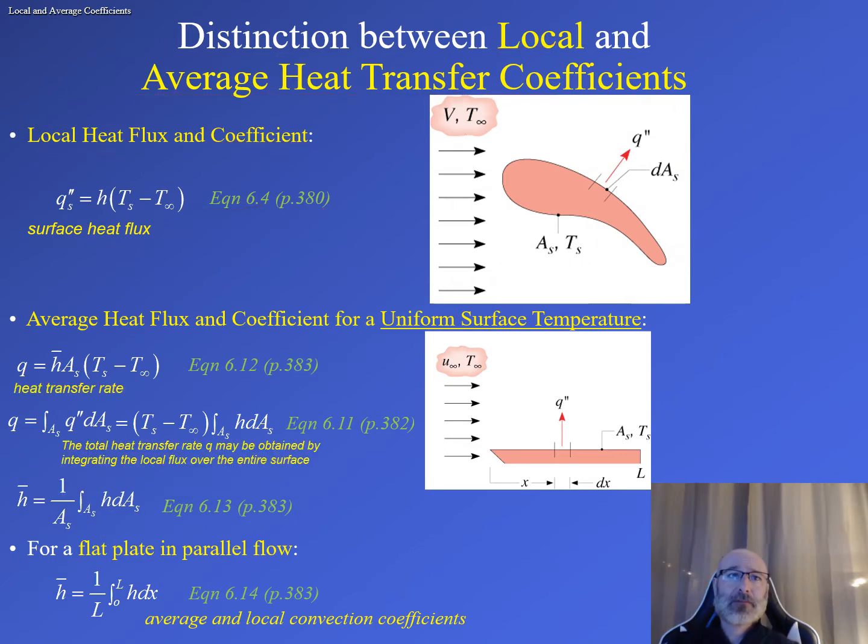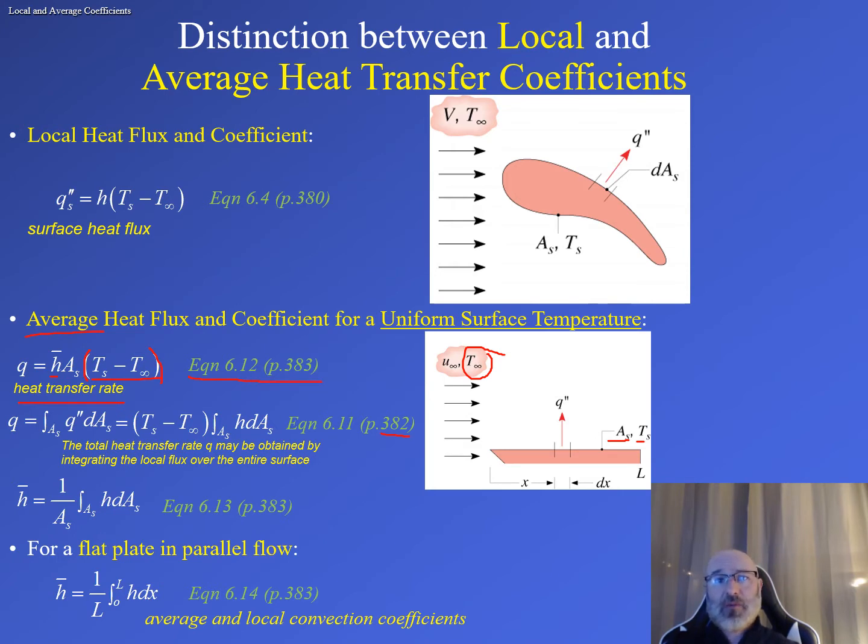So now let's take a look at average heat flux and coefficient rather than our local for a uniform surface temperature. So this is going to relate to equations 6.11 through 6.13 on pages 382 and 383 of our textbook. So let's take a look at our first equation here for our heat transfer rate. q is equal to our h bar times our A sub s times our temperature difference of T sub s minus T sub infinity right here. We see T sub s is our surface temperature. There's our A sub s right on that surface as well. And there's our surrounding temperature, T sub infinity. And again, this relates back to our equation 6.12 on page 383 of our textbook.